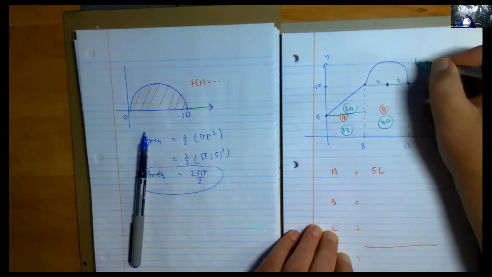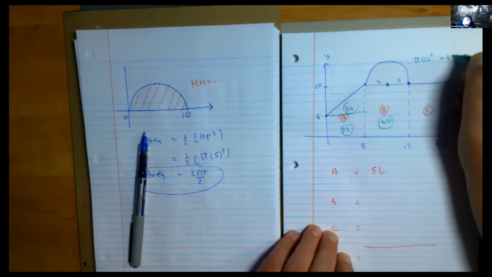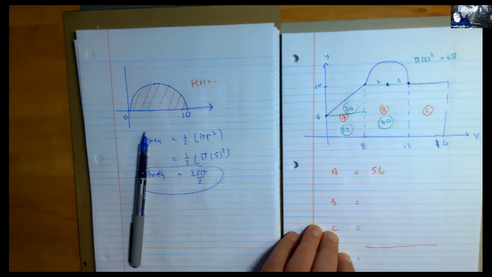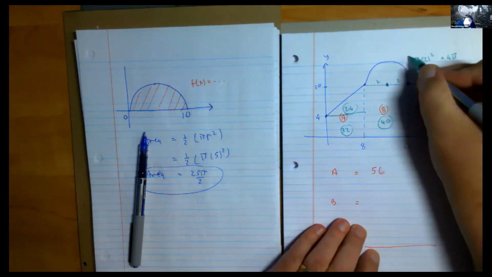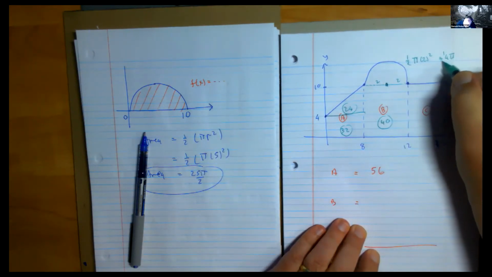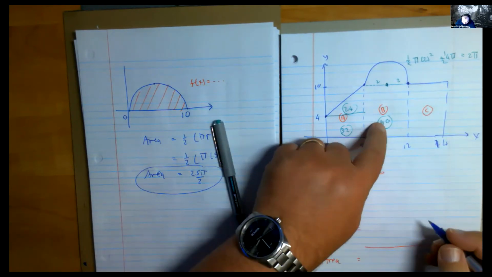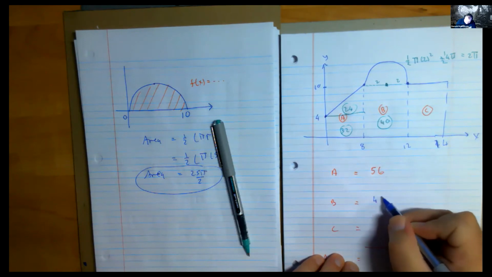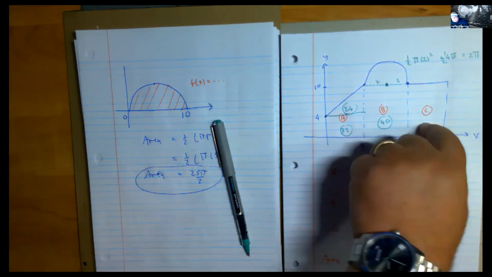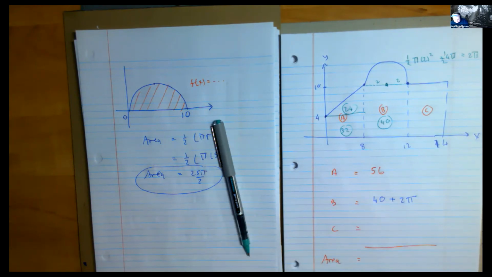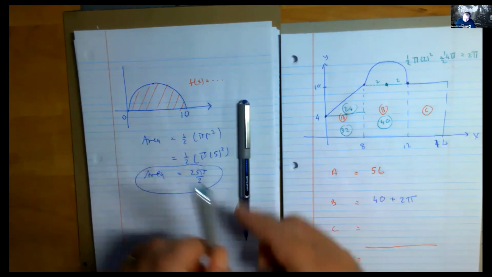Now, if it was a whole circle, wouldn't it be pi times 2 squared, which is what, 4 pi, agreed? If that was a whole circle. But again, isn't it only half a circle? So we get half of that, which means its area is 2 pi. So 40 plus 2 pi. And the baby one at the end, isn't that just one big rectangle? 2 units by 10 units.